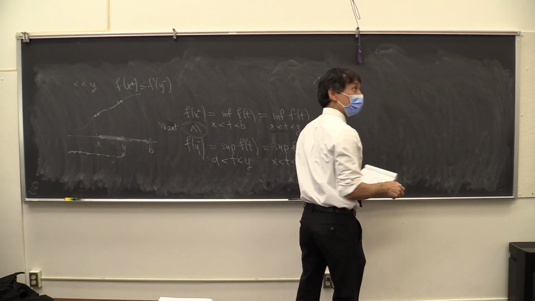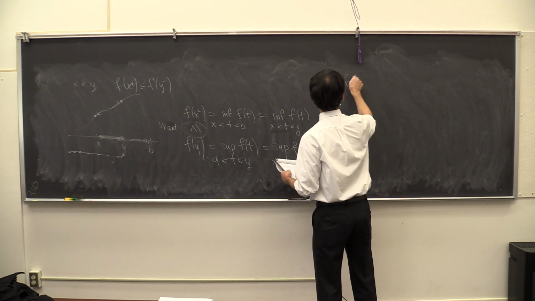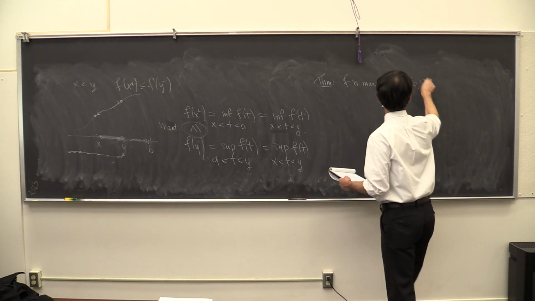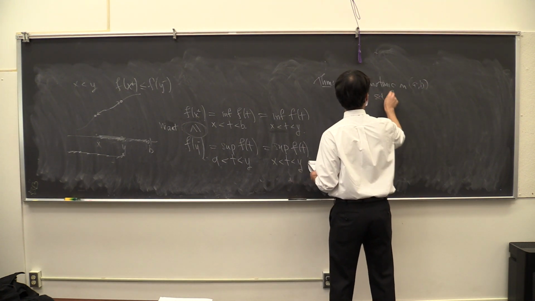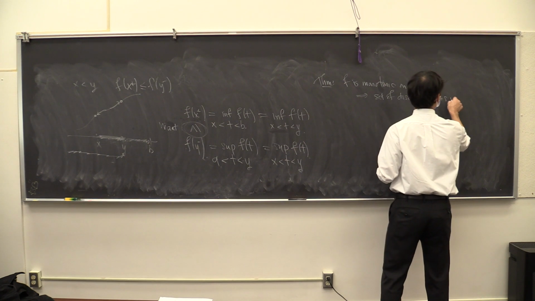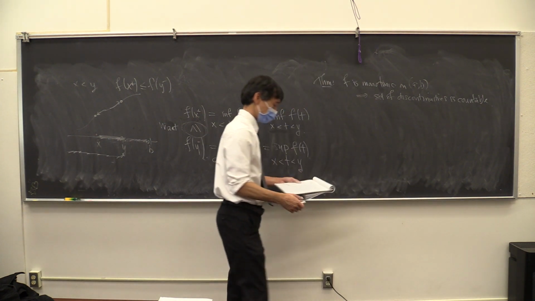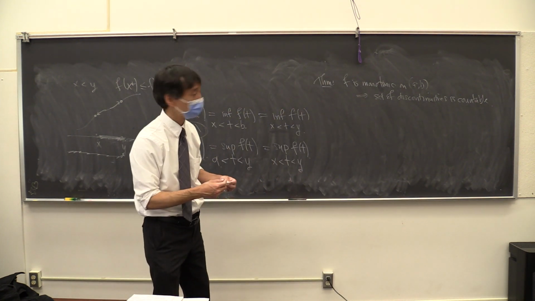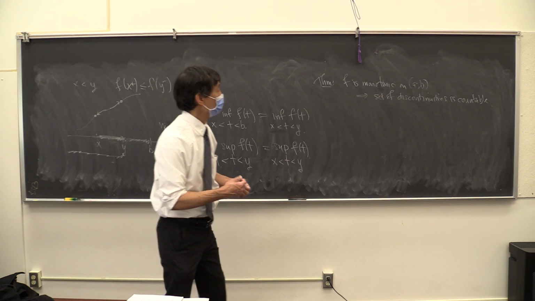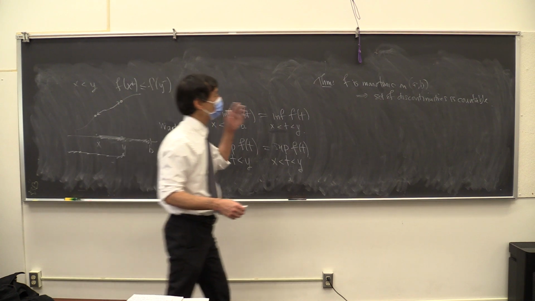Okay, so the last result is this theorem about monotonic functions. Suppose that f is monotonic on [a, b], then the set of discontinuities is countable. So here's the idea. This is pretty straightforward.